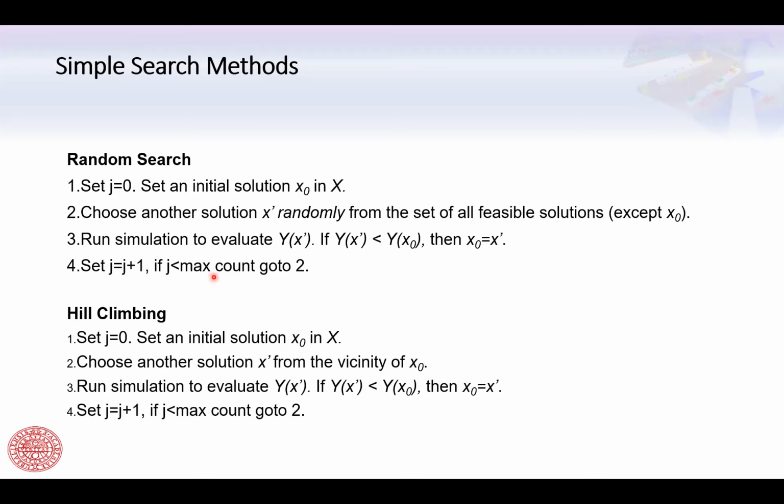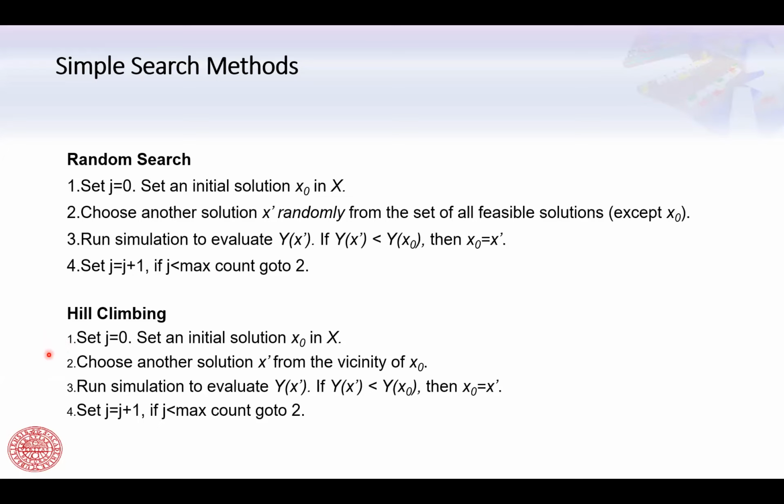So the best solution you find is from this maximum count. And then you're also very limited in how you could do the randomization. So let's look at another form which looks pretty similar, but there is a big difference. The algorithm is called hill climbing.